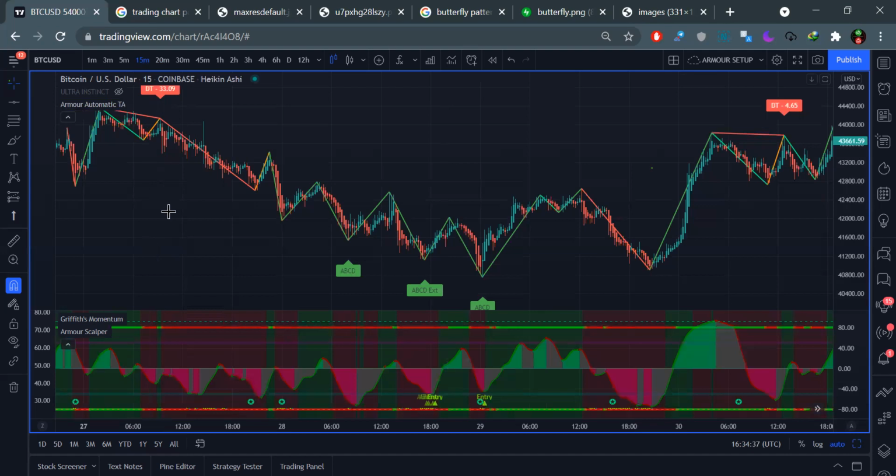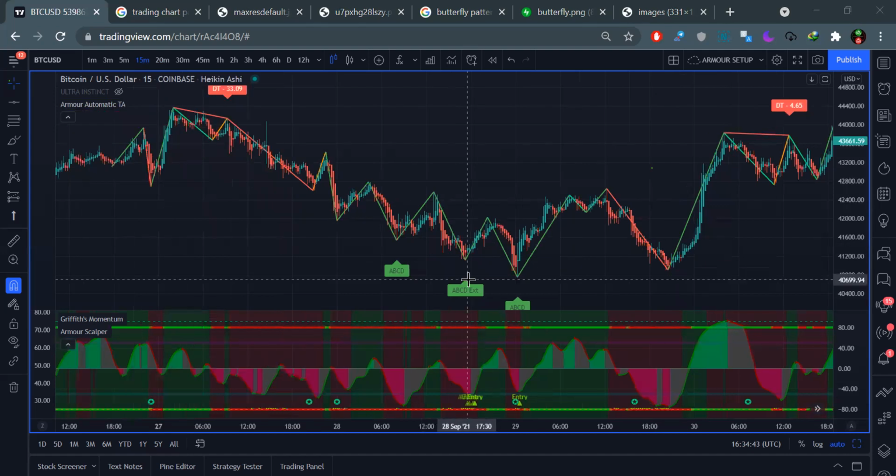Yes. So here is one: ABCD exit upside, entry signal upside, and double bottom on the scalper. So double bottom on the scalper also works good.